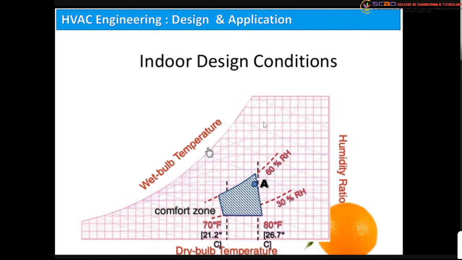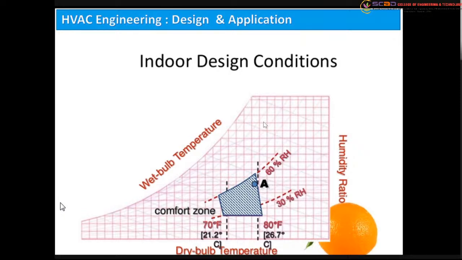Okay, here comes the psychrometric chart. Everybody comes through this chart. Oh, this is a new graph. Oh, I am going to learn about it, oh, this presentation is going really too much. What is this chart? Very basic chart and very easy chart.